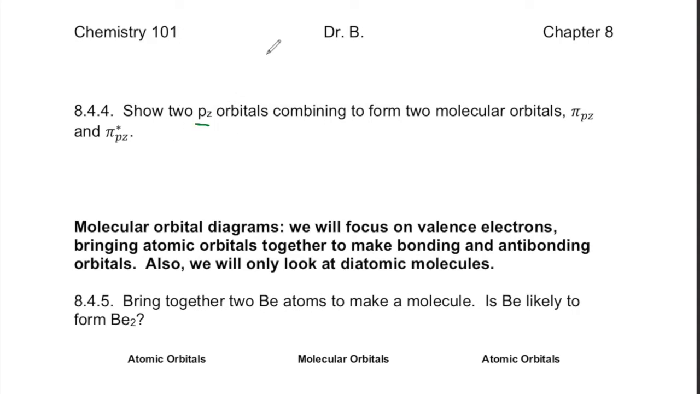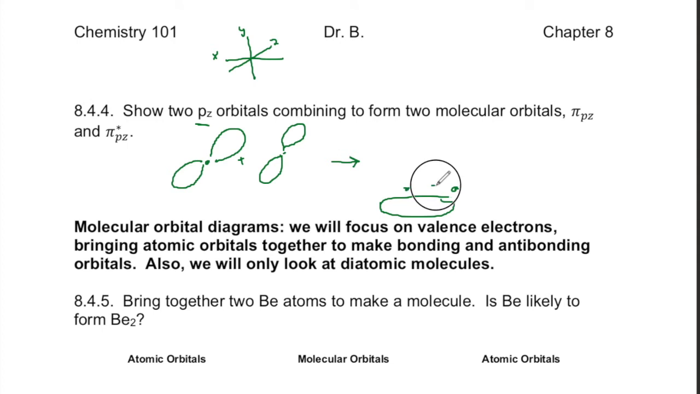They're on the z-axis coming in and out of the paper. So here we have the y, x, and z-axis. We have to have these lobes coming in and out of the paper. I'll do my best here. So here they are, they're trying to go in and out of the paper.